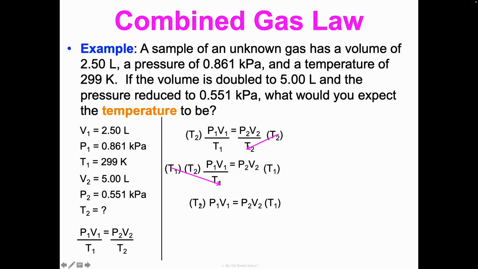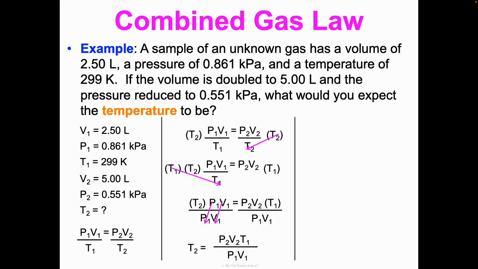Now I want T2 by itself. I need to get rid of the P1 and V1, so I'm going to divide both sides by P1 V1. Those will cancel out. I'm left with T2 equals P2 times V2 times T1 over P1 times V1. It sounds crazy when you read it like that. But again, we're just following the same problem-solving strategy we've done over and over again this entire school year. You can do this. So now we just plug in. That's where I like to rearrange first, because once the numbers get in, to me, it's more complicated. But if you want to do it differently, that's fine.